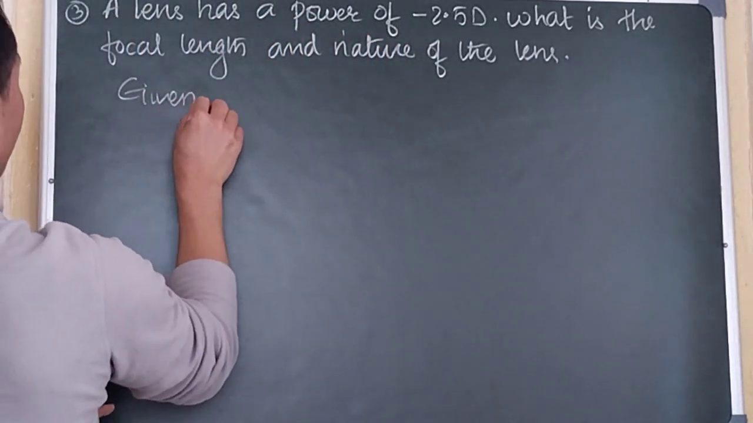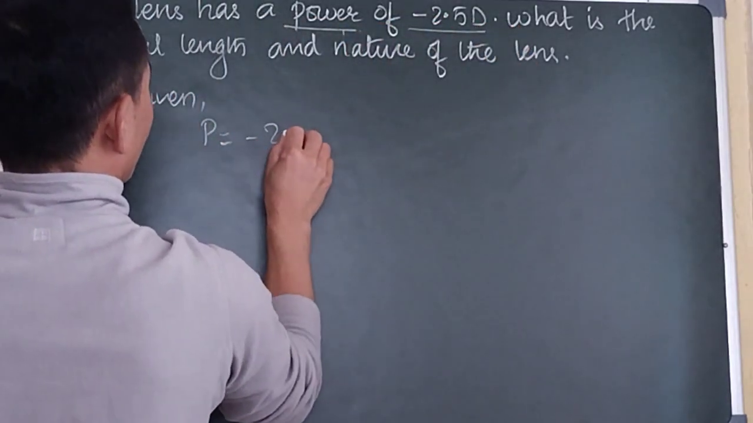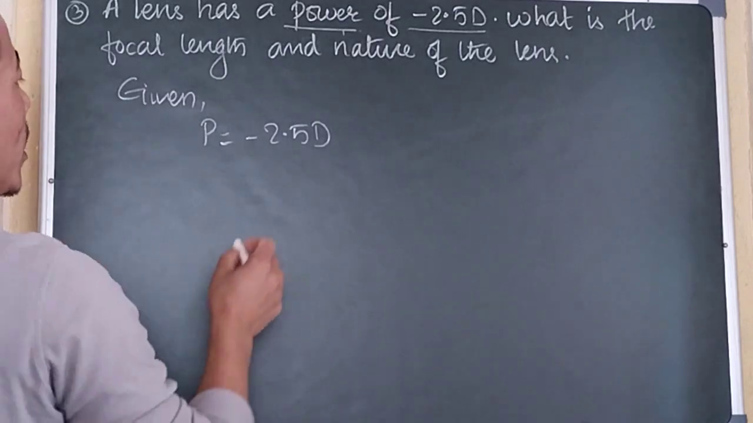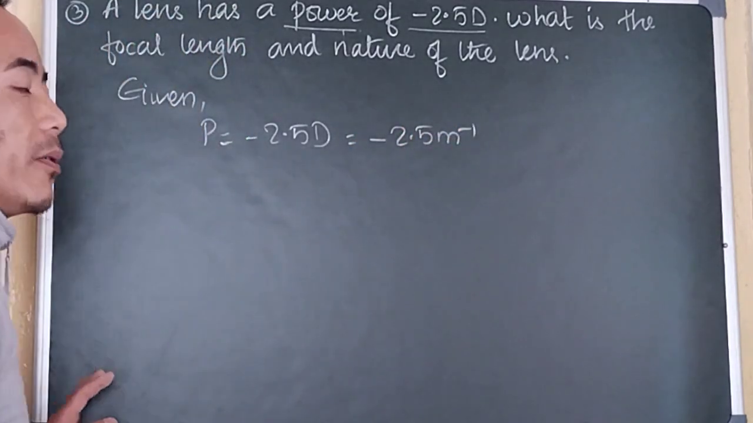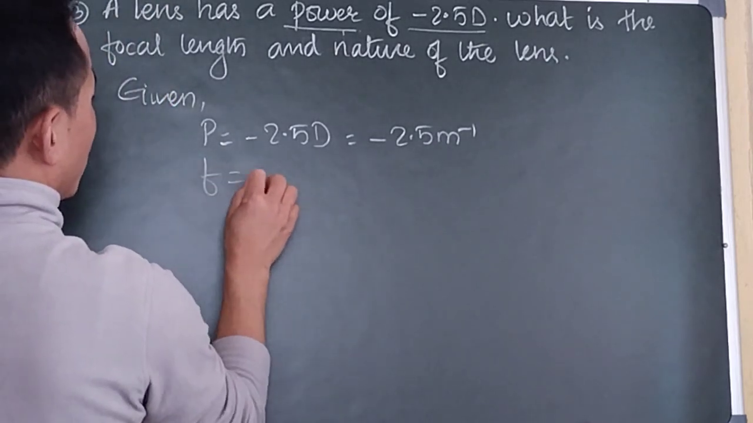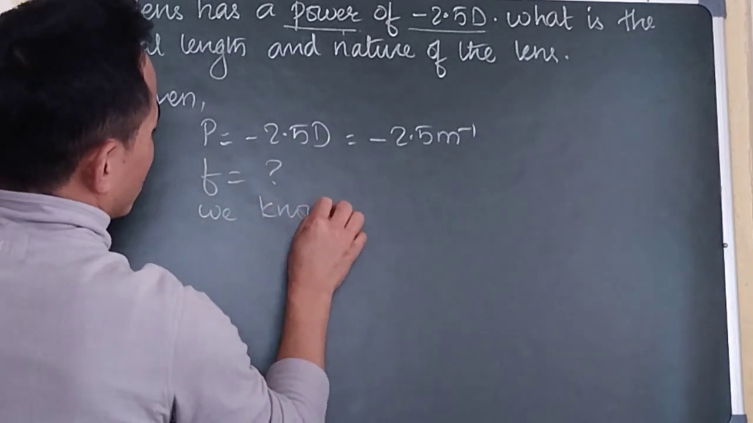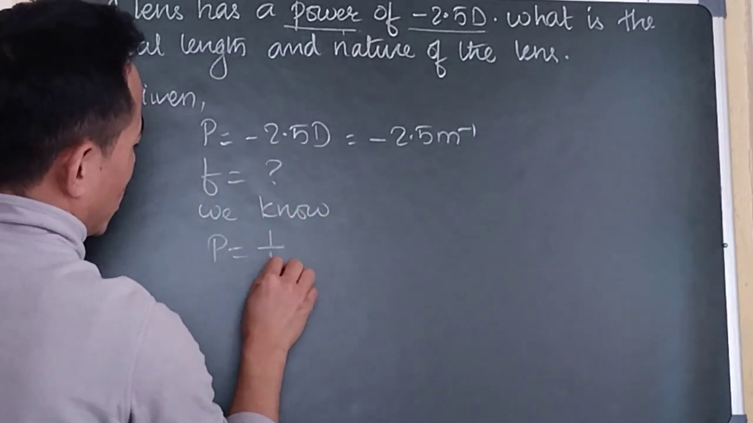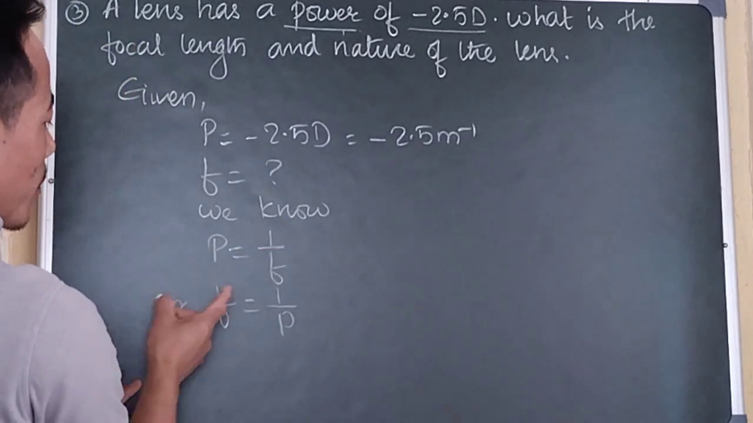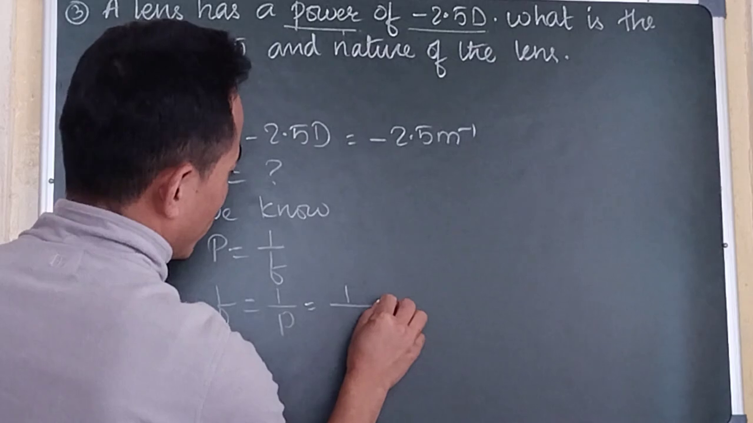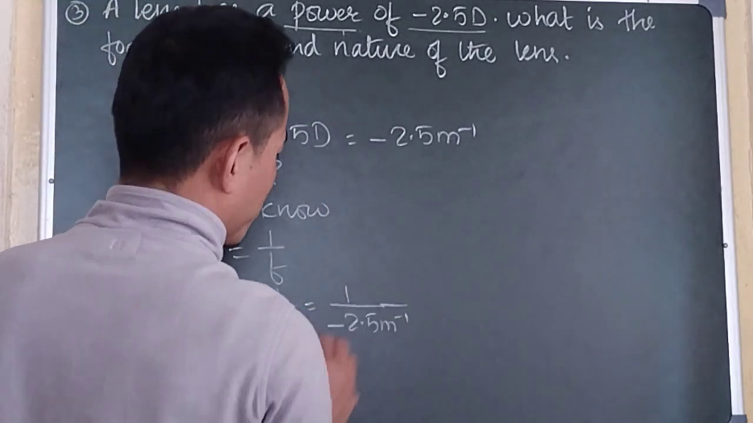The given term here is the power, and it is given as how much? Minus 2.5 diopter. Now diopter is nothing but meter inverse. So you can write this as meter to the power minus 1. Now focal length we have to find out. So we use the same formula. We know power is 1 divided by focal length. So focal length will be 1 divided by power. Just do the cross multiplication. After that, put the value. 1 divided by power is minus 2.5 meter inverse.